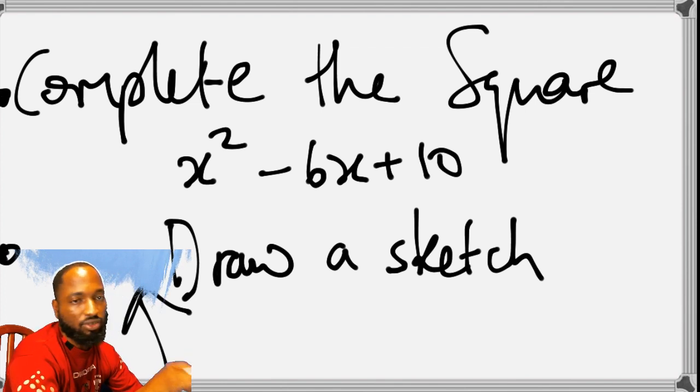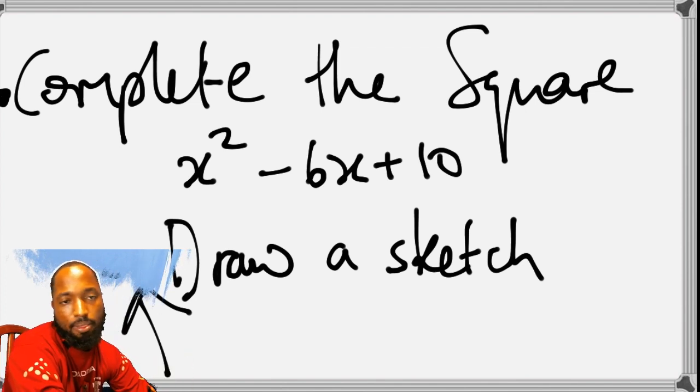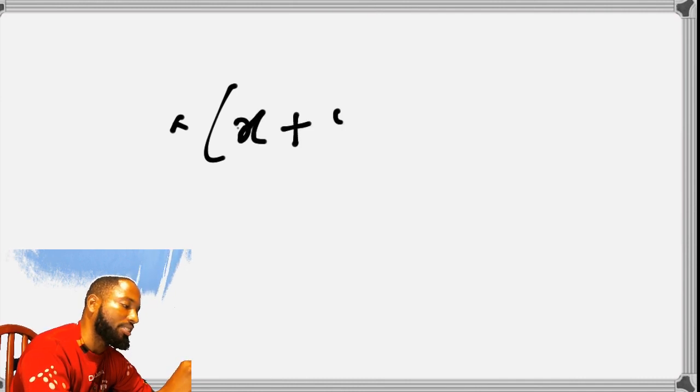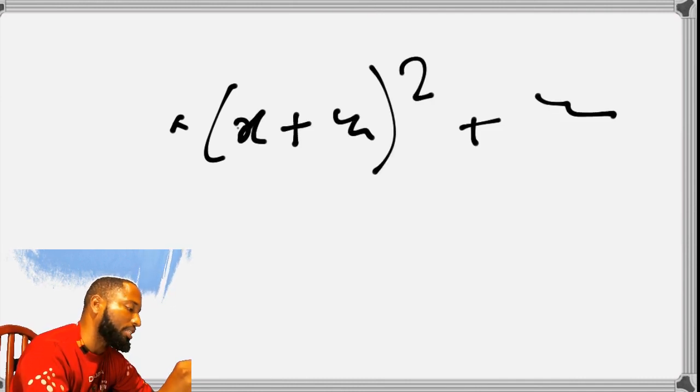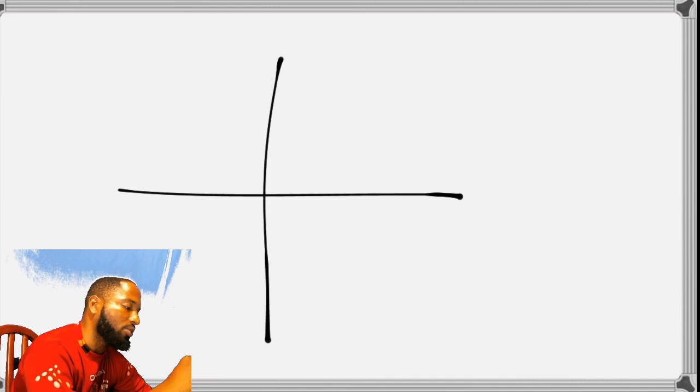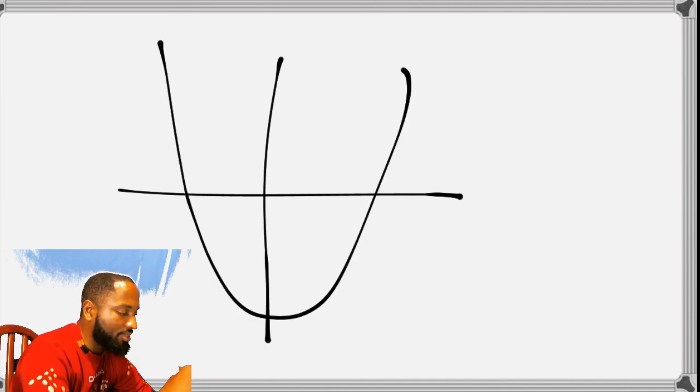Send your answer to the group. In other words, I want you to get an answer like this, x plus something squared plus something there. Then after you get the answer, figure out how to draw a sketch. But in the sketch you must show this point and where the curve cuts the y-axis. That's what I want so far.